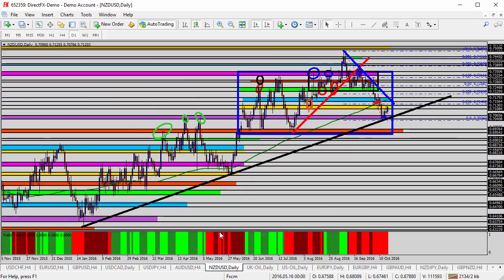Moving over to the NZD USD, New Zealand dollar versus the US dollar. A couple of interesting things here on this currency pair that we discussed last week in the trade room. First off, the long-term black trend line. Take note here where it comes from, all the way back into January of this year.